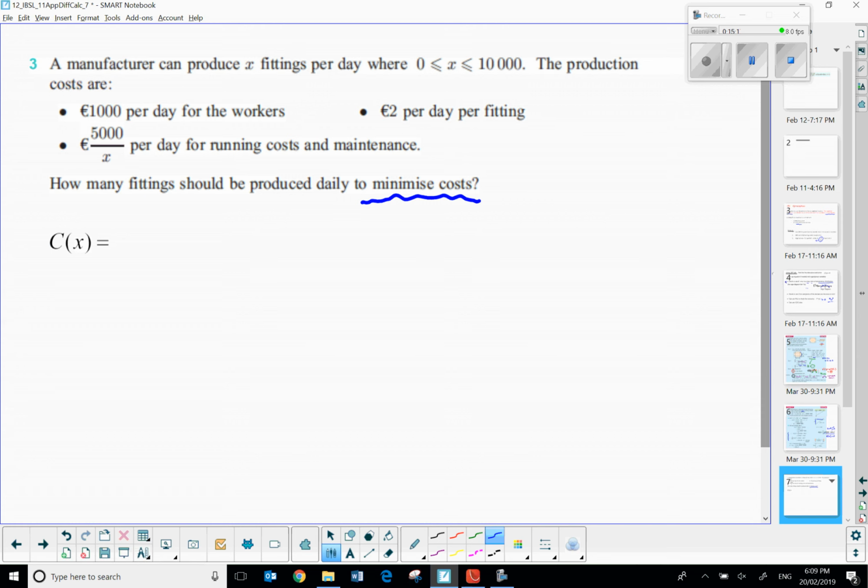So have a look through that. Make sure you're confident with how to use your first and second derivative, and then we'll look at these examples in class.